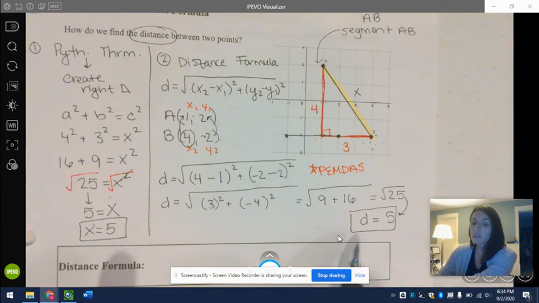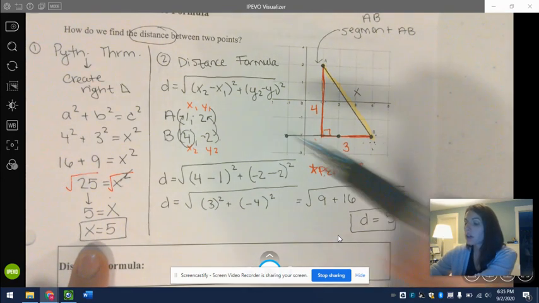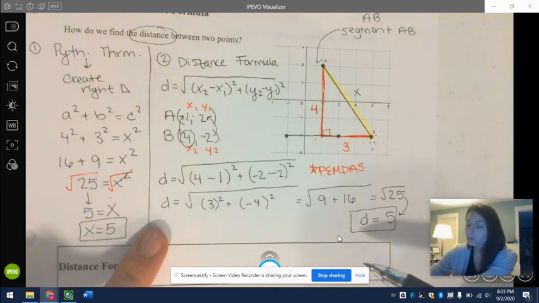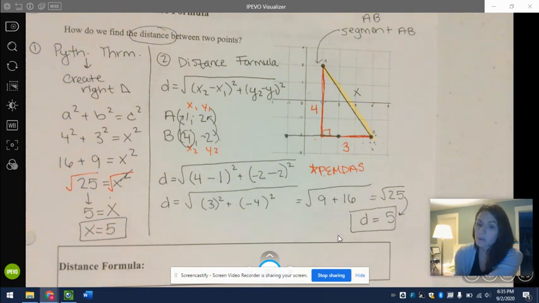Okay, so same answer that I got using the Pythagorean theorem. Okay, from A to B is 5 units long. Over here I use the Pythagorean theorem, and here I use the distance formula. The distance formula is going to be something we are going to want to memorize before we take our first quiz. That's going to involve distance and slope and simplifying radicals.